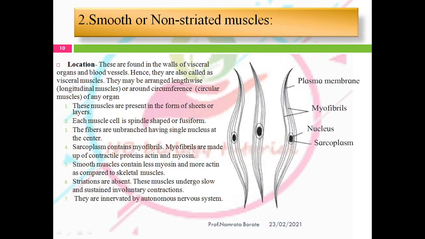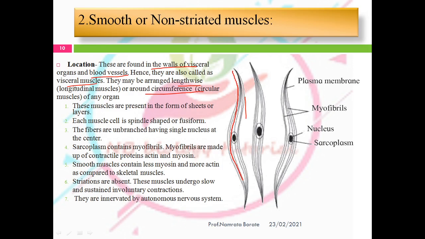The second type of the muscular tissue is smooth. It is also called non-striated muscular tissue. This muscular tissue is found in the wall of the visceral organs and around the blood vessels. Hence, they are also called the visceral muscles. They are arranged longitudinally and around the circumference, that is the circular muscles of any organ. These muscles are present in the form of a sheet or a layer. Each of the muscles is spindle shaped.